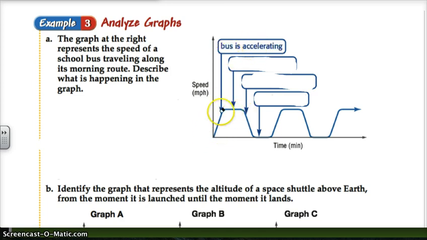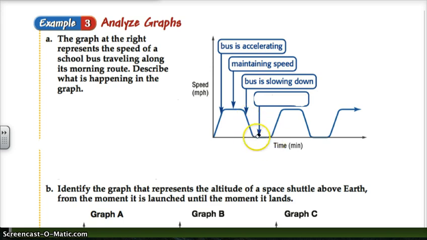What do you think is happening here? Now, this is not the bus stopping, right? Because this is the speed, and the speed has increased, and then it stays at the same rate. So the speed is being maintained, right? And then next, hopefully you realize this is a decrease in speed. So the bus is slowing down. We've got the decrease in acceleration or decrease in speed.